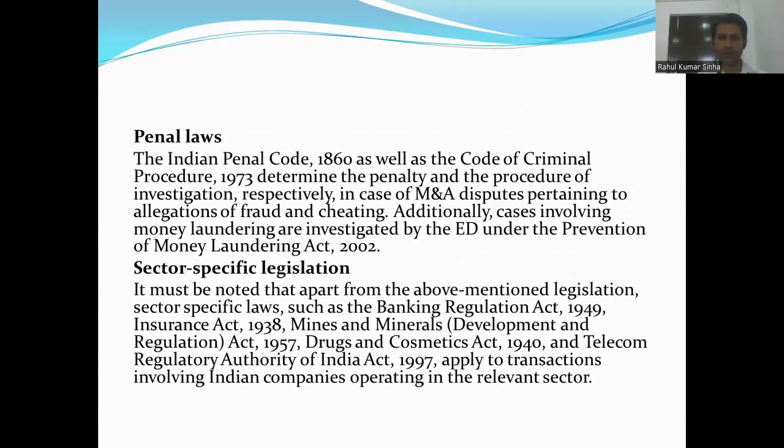So this is all about the laws, rules, circulars, and notices of the different acts and different governing bodies which are to be followed for the merger and acquisition process.